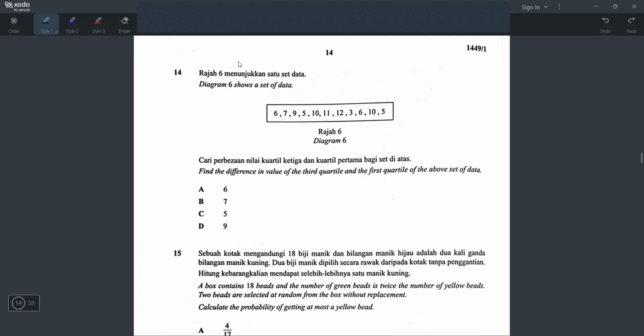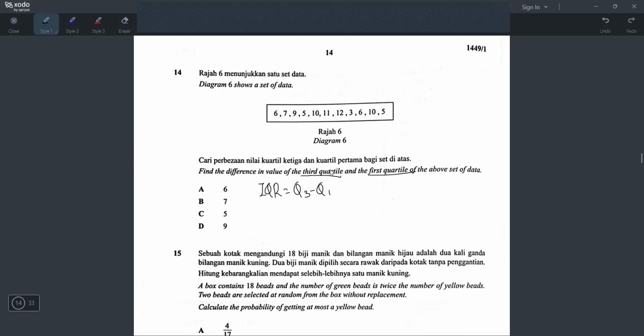Okay, let's continue with question number 14. Diagram 6 shows a set of data. So this is a set of data, and to be more specific, it's an ungrouped data. Ungrouped data because there's no class here. So this is an ungrouped data. Find the difference in value of the third quartile and the first quartile for the set of data. It means they are finding the interquartile range lah. Okay, because they want to find third quartile minus first quartile, means you are taking Q3 minus Q1, right?